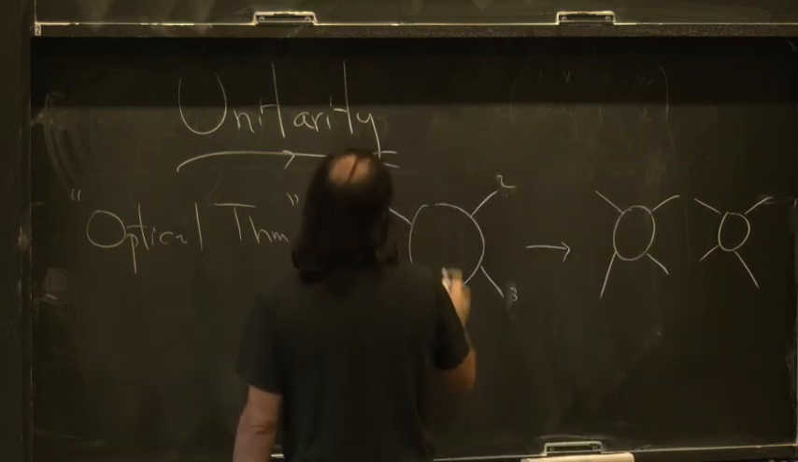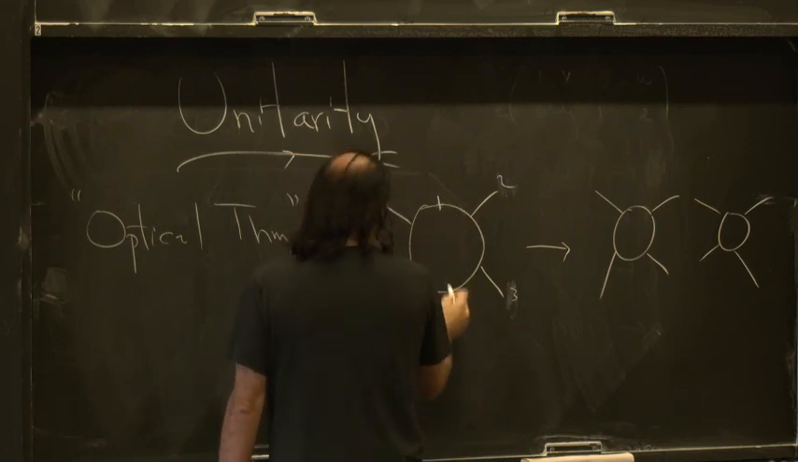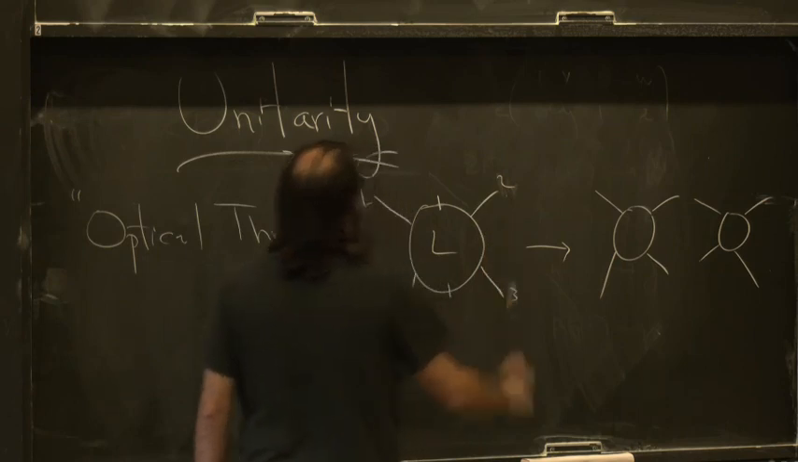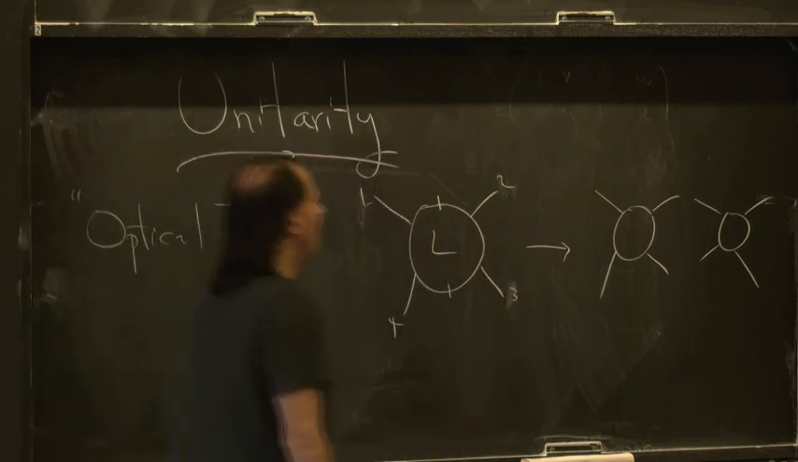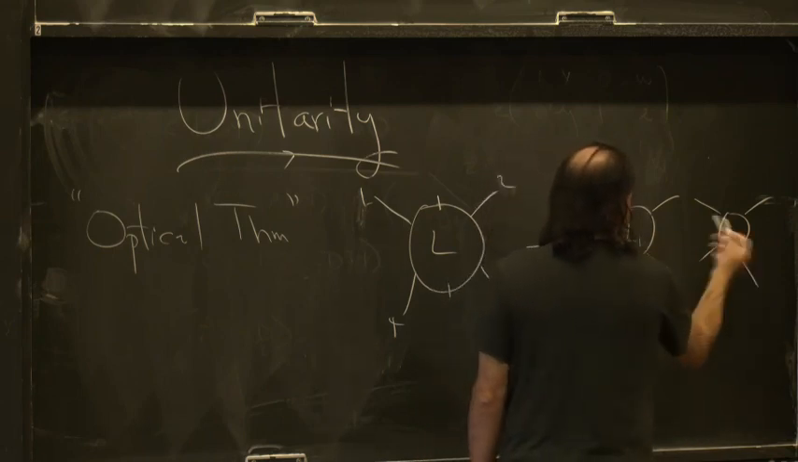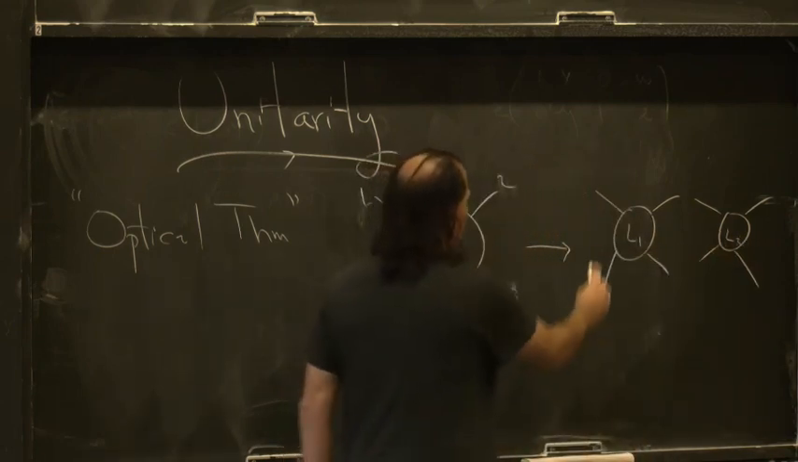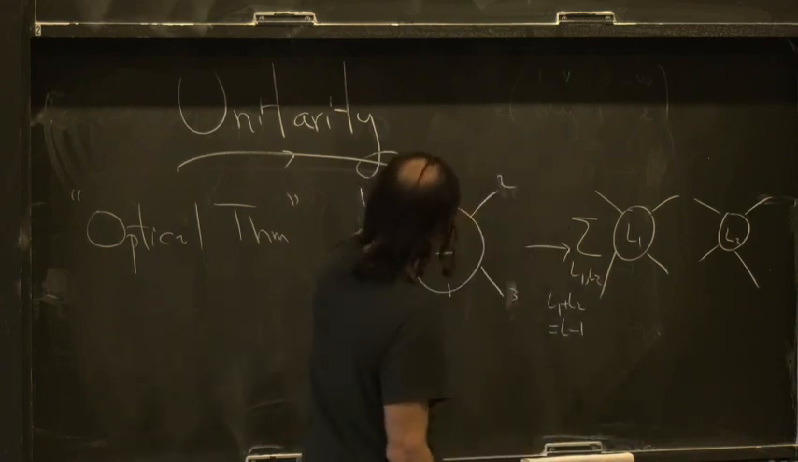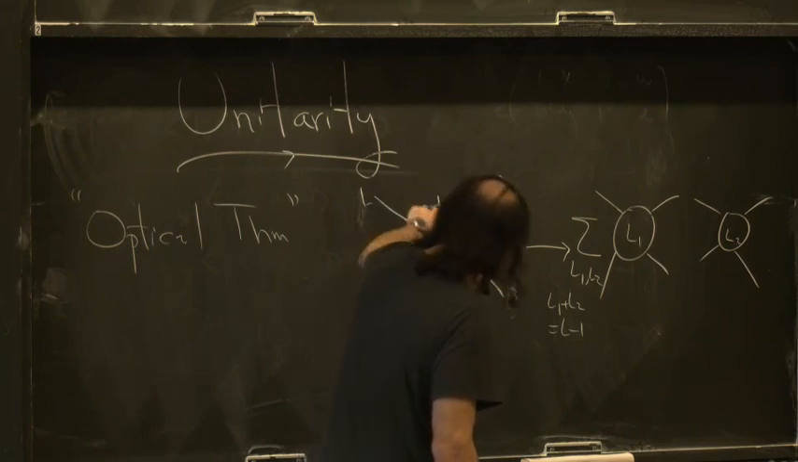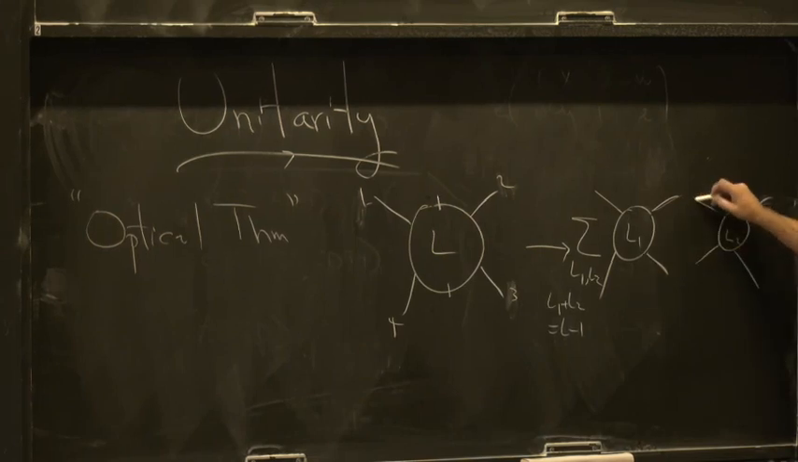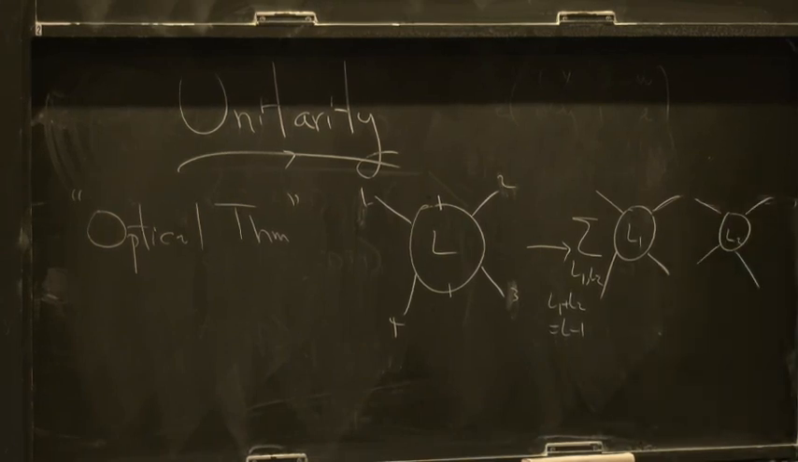So if I put two of the internal lines on shell, let me draw it this way. If I cut two internal lines, this is L loops. But if I just cut two of them, then what I should get is the product of something with L1 loops on this side, L2 loops on that side, the sum over all L1 and L2 such that L1 plus L2 is L minus 1. And the two loop momenta that I cut are these two extra legs here.